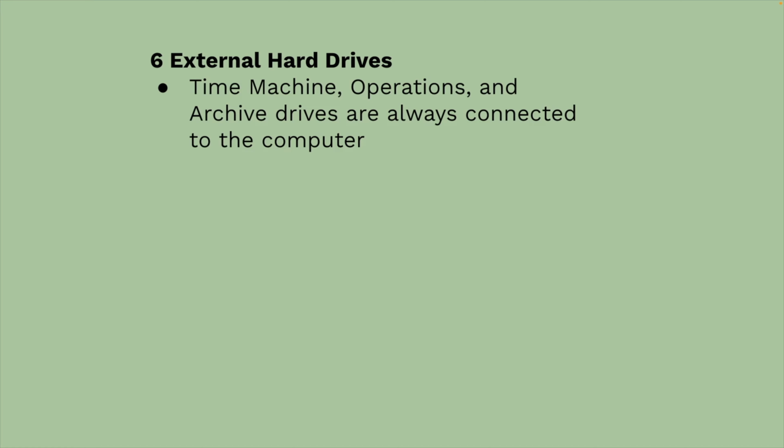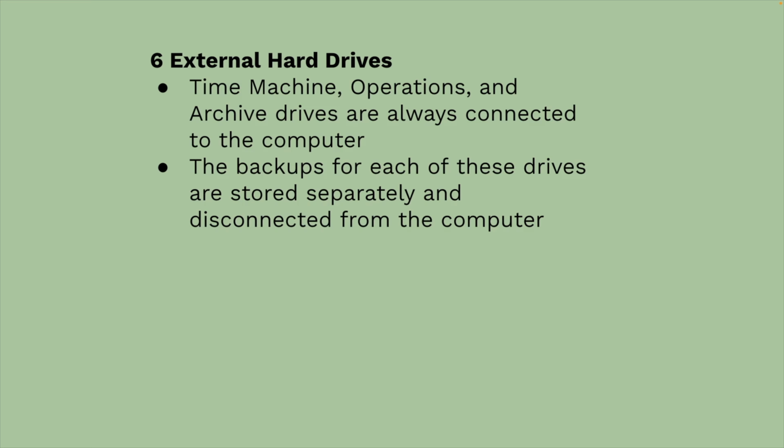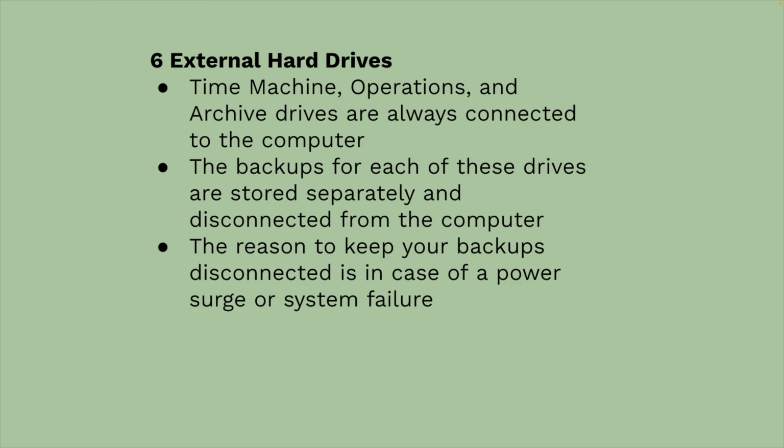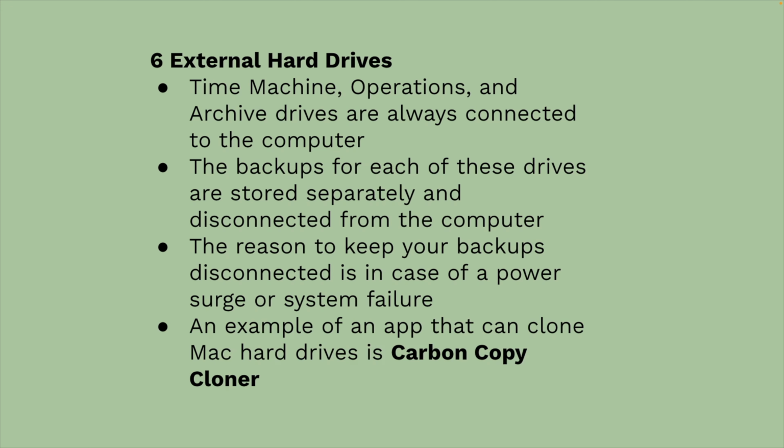These backup drives are super important. There's the Time Machine, operations, and archive drives. They're always connected to the computer. The backups for each of these drives are stored separately and disconnected from the computer. The reason to keep your backups disconnected is in case of a power surge or a system failure. An example of an app that can clone Mac hard drives is Carbon Copy Cloner.